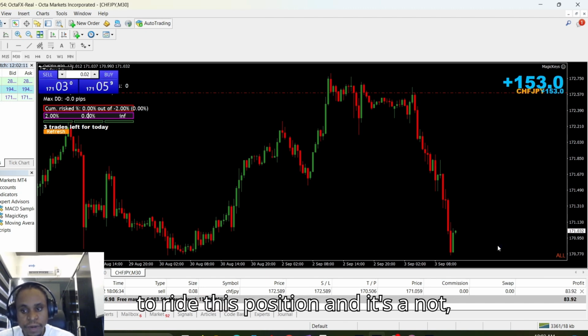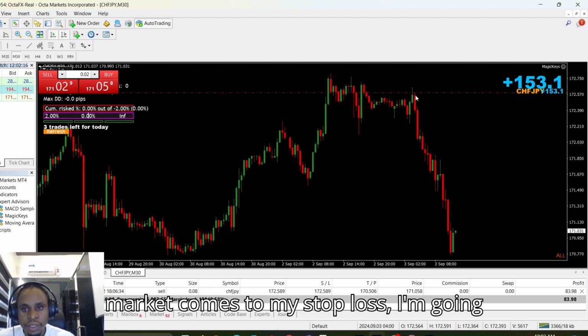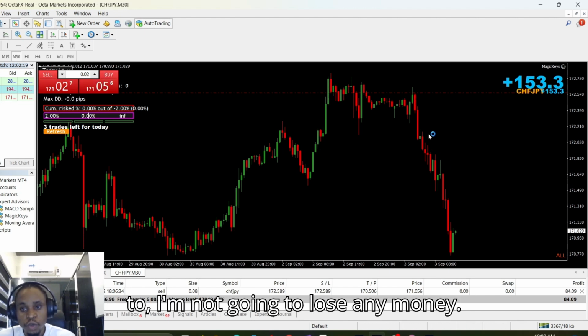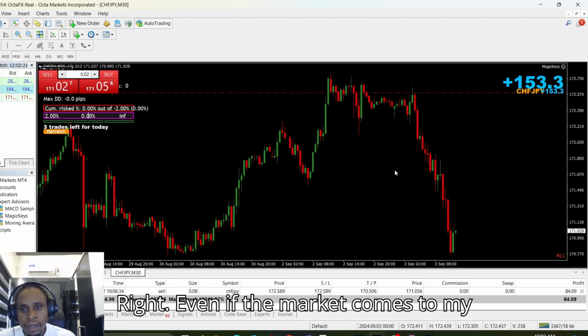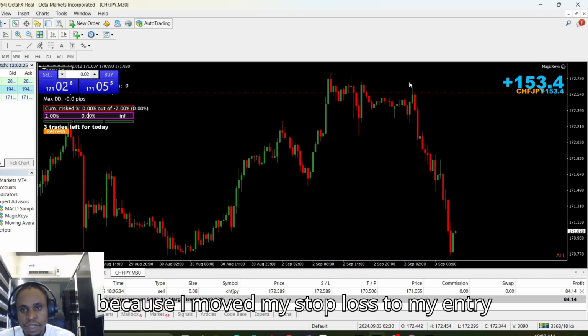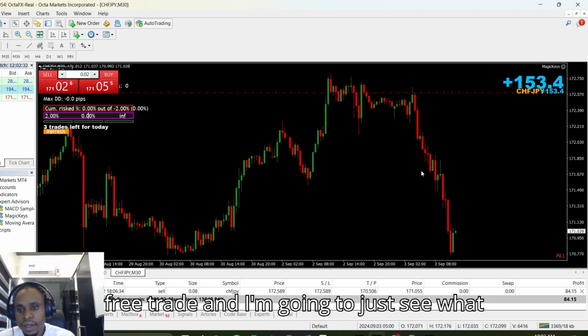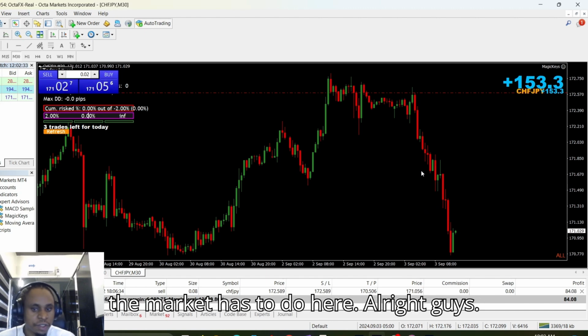All right. So I'm going to ride this position, and even if the market comes to my stop loss, I'm not going to lose any money, right? Even if the market comes to my entry, I'm not going to lose any money because I moved my stop loss to my entry price. So it's a risk-free trade and I'm going to just see what the market has to do here.